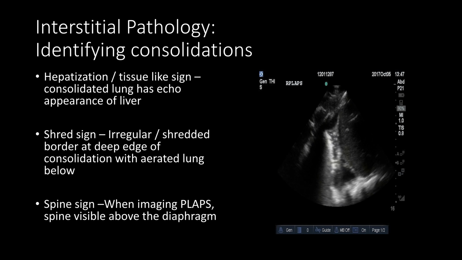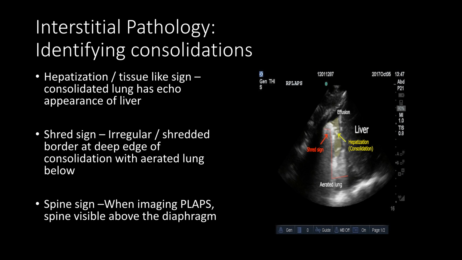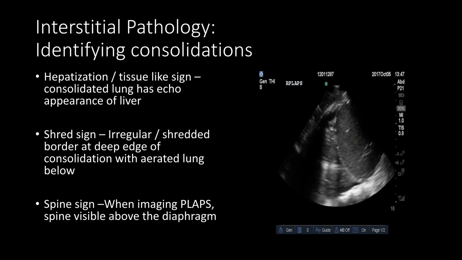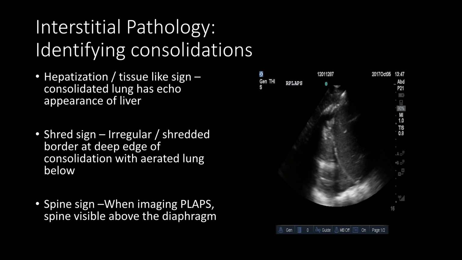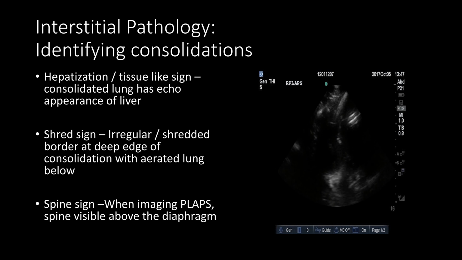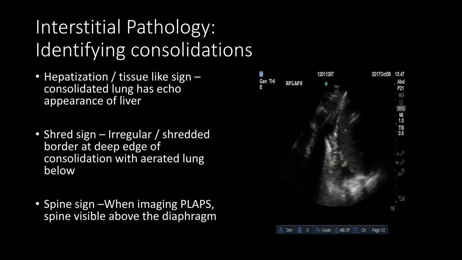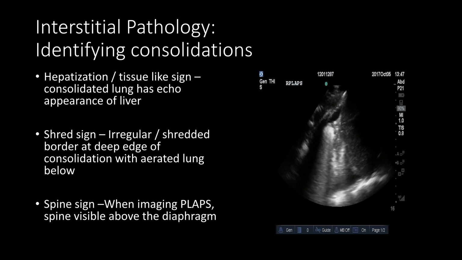The last pattern that can be identified in the interstitium, that's pathologic, is consolidations. To identify a consolidation, there are a variety of different signs we can look for. The first is hepatization, and with hepatization, we are trying to find an area of the lung that looks similar to that of the liver, and you can see that highlighted here in yellow. The echo texture of this area of lung is similar to that of liver, and this is because the lung is consolidated and thus takes on a tissue-like echo appearance.